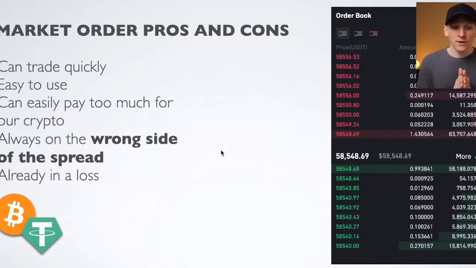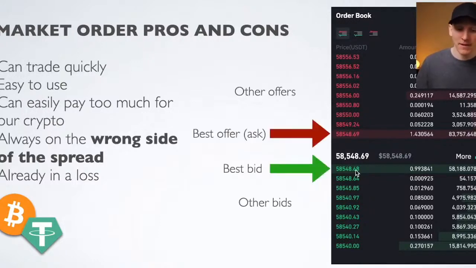But the downside is that you can easily pay too much for your crypto. Maybe you want to buy Bitcoin, but maybe you're going to wait a little bit for a seller to come in because you actually might want to buy it a little bit cheaper. Well, you can't do that with a market order and you're always on the wrong side of the spread. We know what the spread is now. If you're buying with a market order, you're always going to be paying up for other people's offers. And this is obviously higher than these bidders right here. This is the best bid. He's paying a little bit less if sellers come in. But as a buyer, you're paying here. You're paying a little bit more for your Bitcoin.